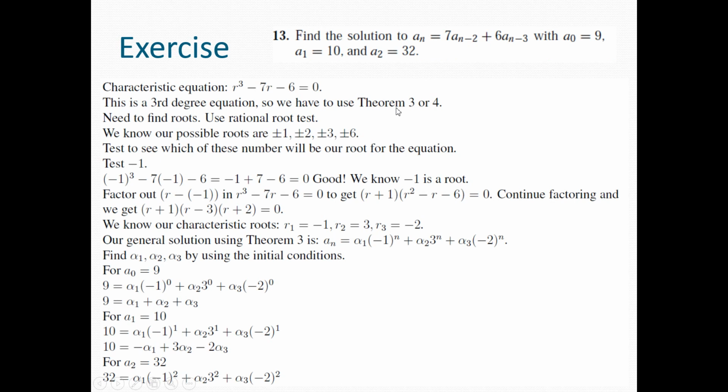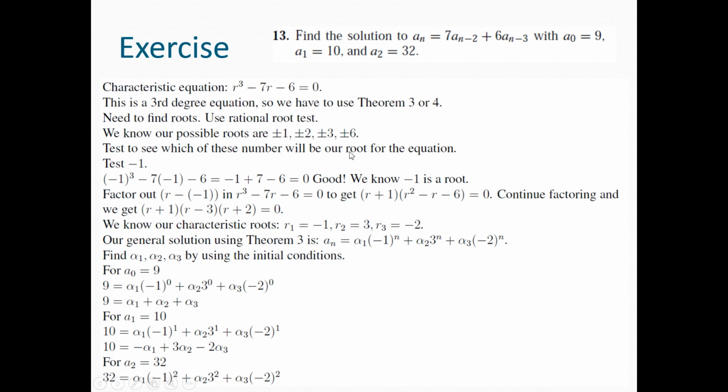Question number 13. Find the solution to a_n = 7a_{n-2} + 6a_{n-3} with a_0 = 9, a_1 = 10, a_2 = 32. This is again a homogeneous recurrence relation of degree 3 with constant coefficients, and you can solve this by solving the corresponding characteristic equation, r^3 - 7r - 6 = 0.